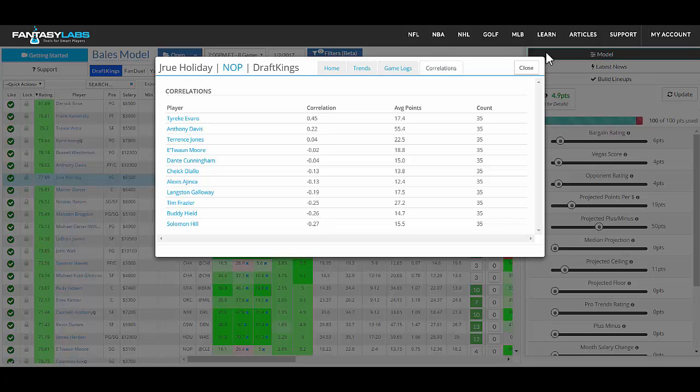This is potentially really useful information when constructing tournament lineups, where correlations are really, really important. You want to use correlations to increase the ceiling of your lineup or increase the floor of your lineup. Looking at how production is linked among teammates is perhaps the easiest way to do that.